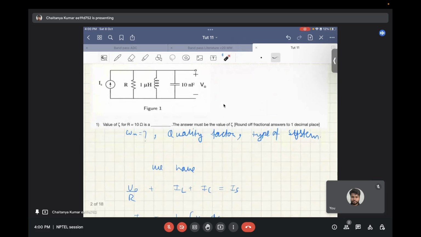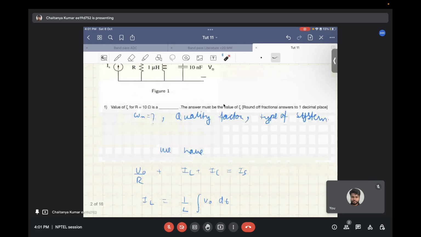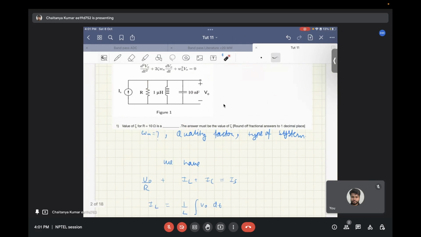So let's start. Now you can see that to this parallel RLC network, there is a source current that is being supplied. And if you apply KCL at this particular node, you will get that the current that is flowing out of the node is V naught by R plus the inductor's current plus the capacitor's current, and that is equal to the source current that is being supplied to the node.